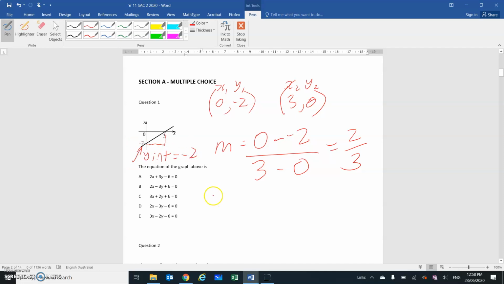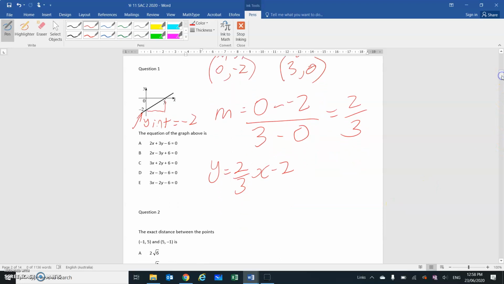So y equals mx plus c. We get y equals 2/3 x plus c, where the y-intercept is -2. Now obviously none of those answers correspond to that, so we need to rearrange our equation to find out which option it corresponds to. If we look at all of the options, they all have y on the same side as all the other terms. So I'm just going to take the y to the right hand side. So we get 2/3 x minus 2 minus y equals 0.